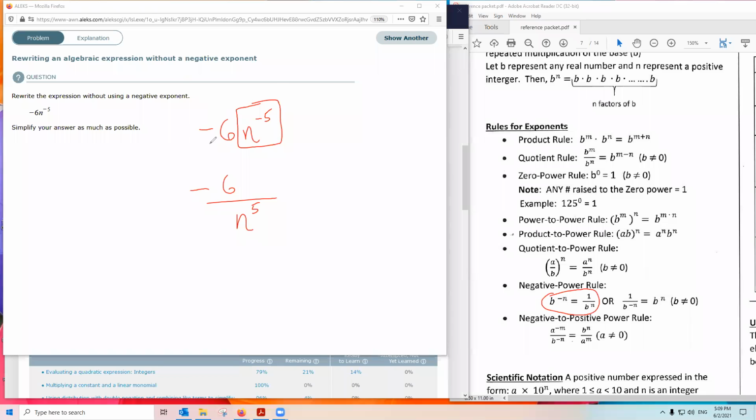Notice I'm leaving the -6 alone because that doesn't have a negative exponent. The number is negative, but it doesn't have a negative exponent. So I'm just leaving it alone. So here is the final answer on this one.